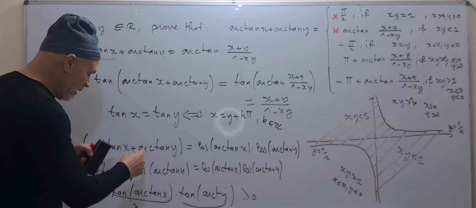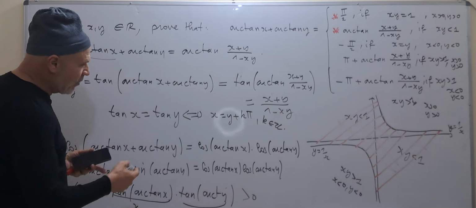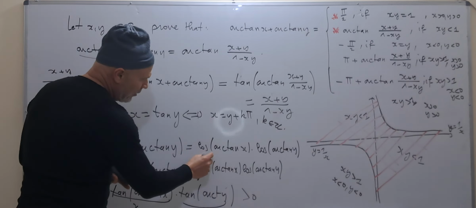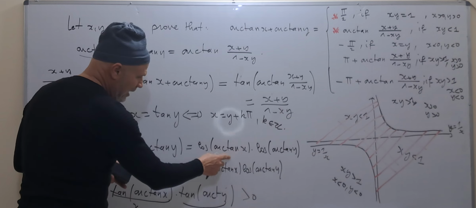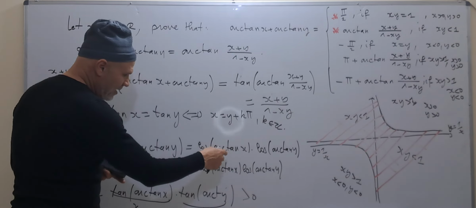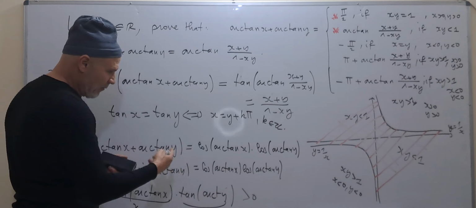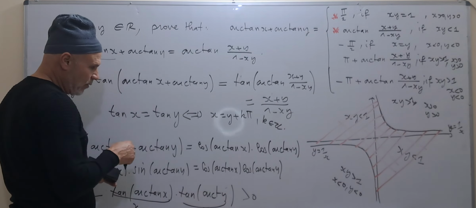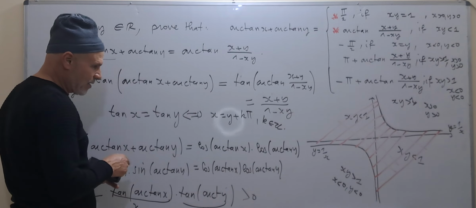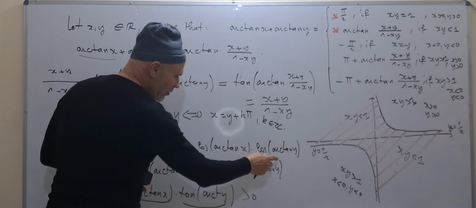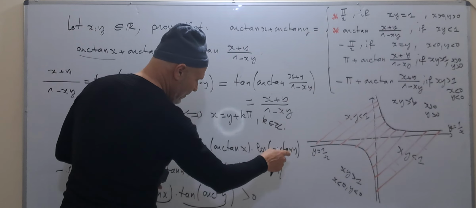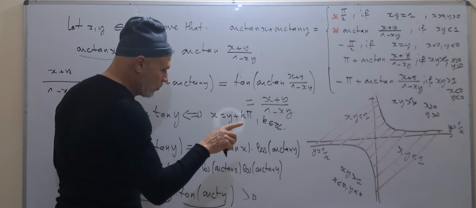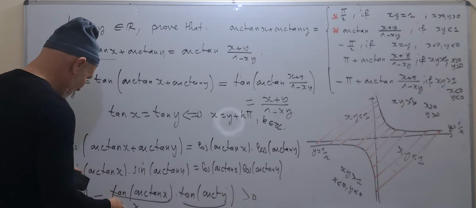This is one way. We have another way, which is as follows. We know that cosine of arctangent x can take a form, so we have a formula. I think that this is equal to 1 over the square root of 1 plus x squared. Cosine of arctangent y, the same thing. This is equal to 1 over the square root of 1 plus y squared.